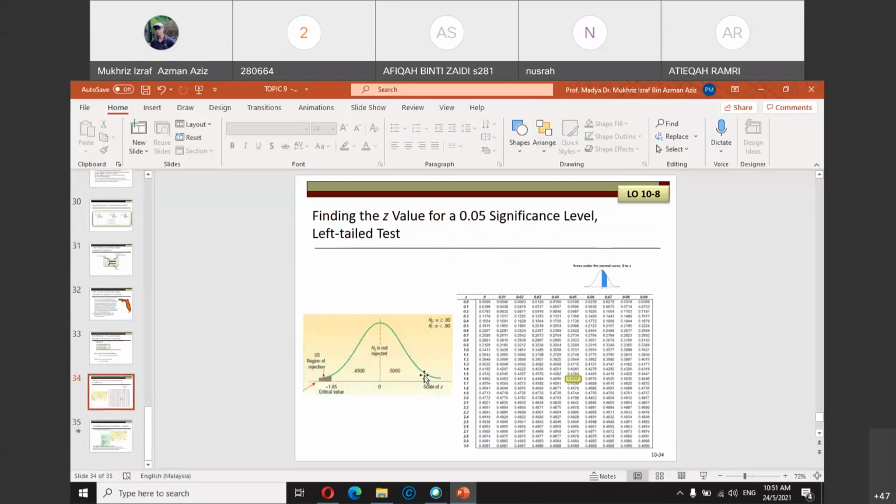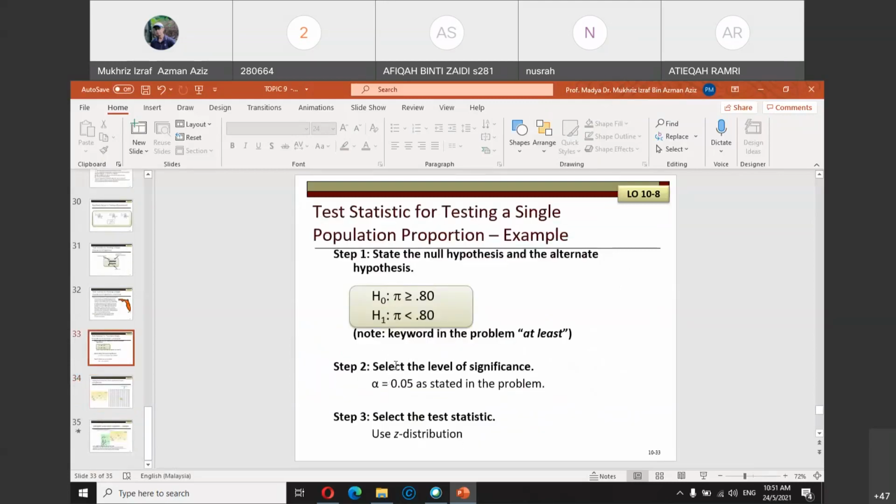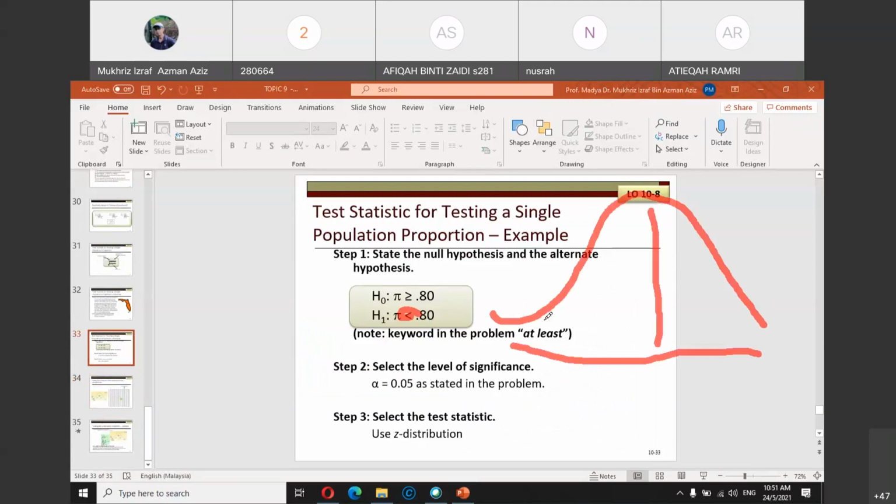So step number 4. Again, because this is a one tail test on the left, when you draw your normal curve, you should highlight the area on the left because it is less than. First you need to know whether it is one tail on the right or one tail on the left. Because your sign is less than, it should be one tail on the left.